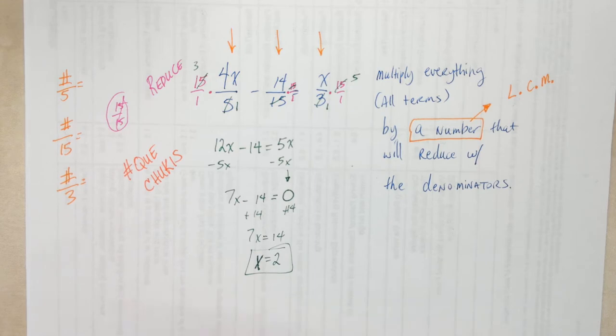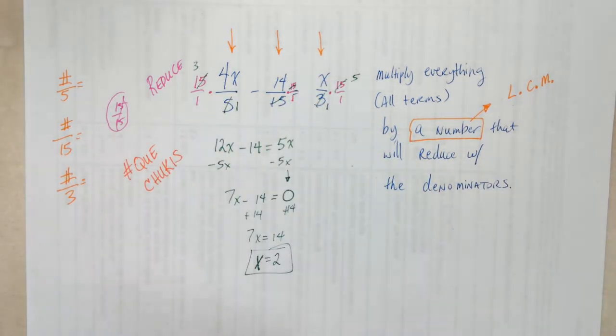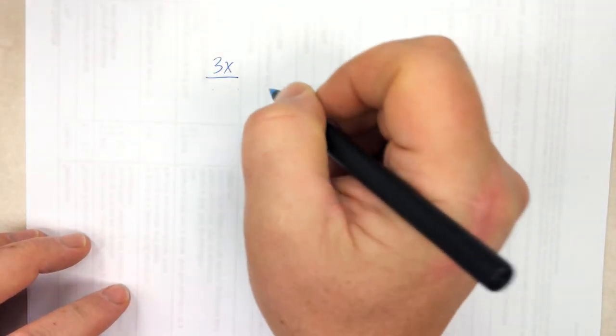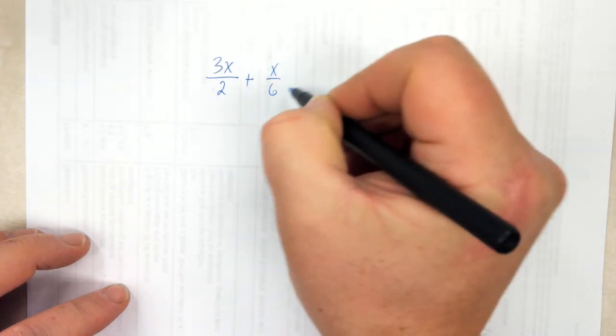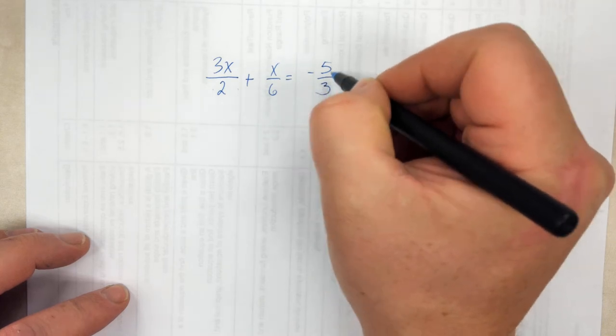And then there's two things that can make this tricky, so I want to make sure we can do the most basic kind first. So, listo? Here we go. Your turn. 3x divided by 2 minus x divided by 6 equals negative 5 over 3.